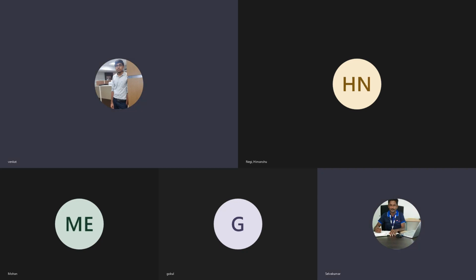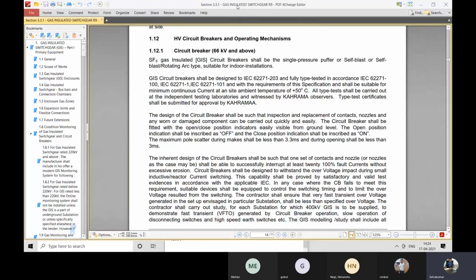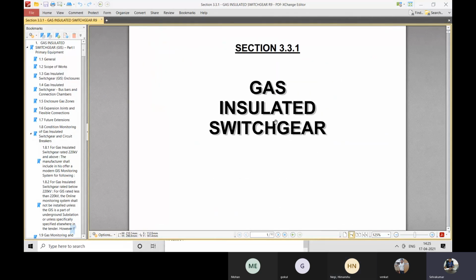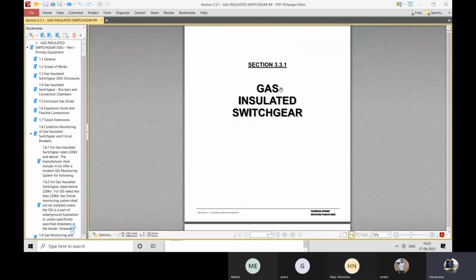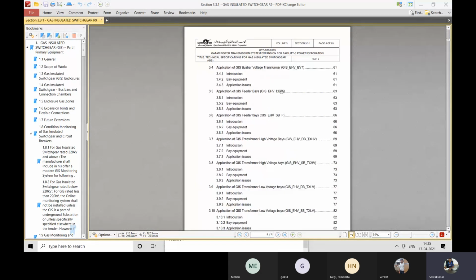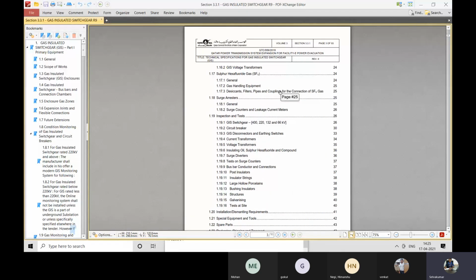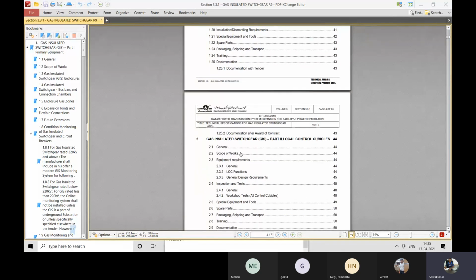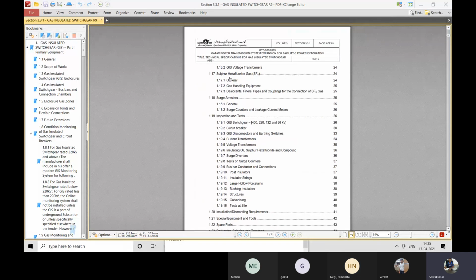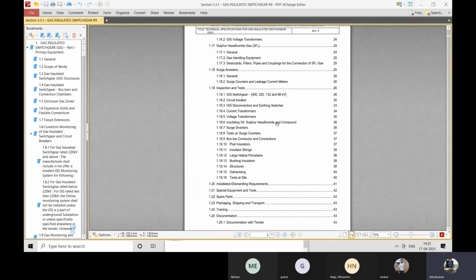So this is the circuit breaker requirement as a part of a gas insulated switchgear. It will vary from country to country and utility to utility. This is a gas insulated switchgear specification, but what we are going to look at is specifically what is relevant to VFTO, and what studies we need to do and how they are specified. Probably you can just go through it and we can pick up what is relevant for us.